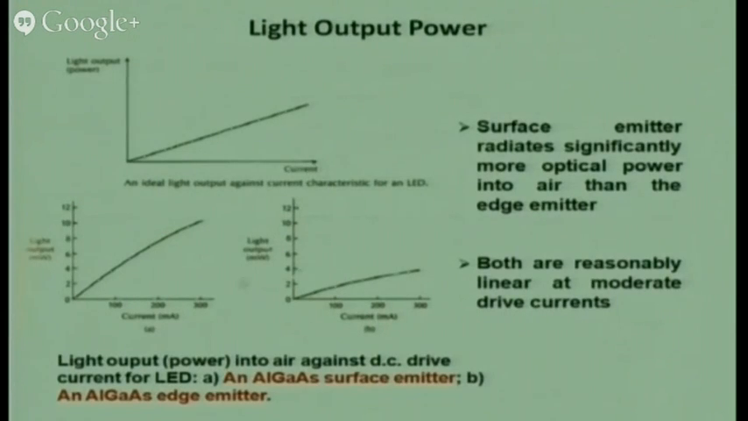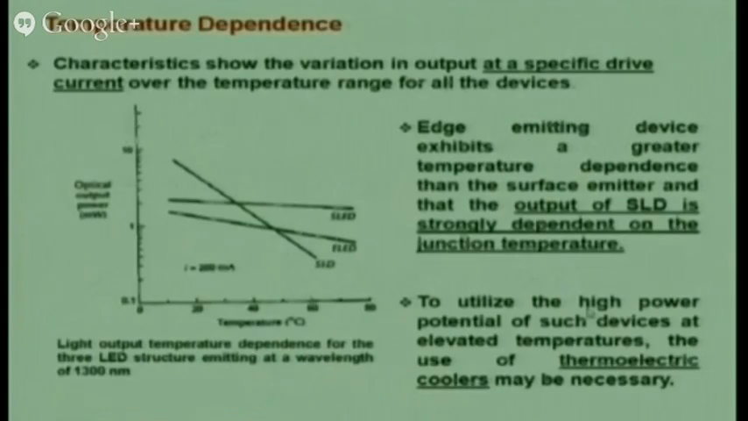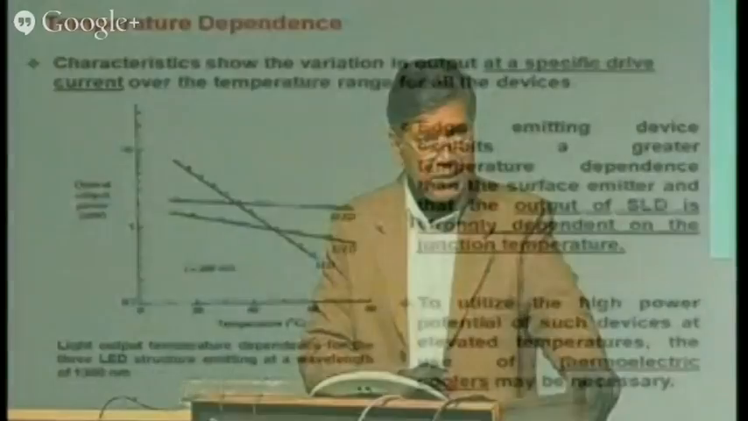So for a surface emitter, the light output is slightly higher as compared to the ELEDs, which is slightly lower, but it is more confined, and the spectral bandwidth is less here. And both are linear at moderate drive currents. Now this output is also temperature dependent. If the junction temperature varies, the output also varies. So that gives me a feel. If the junction temperature varies, the output of this LED also varies.